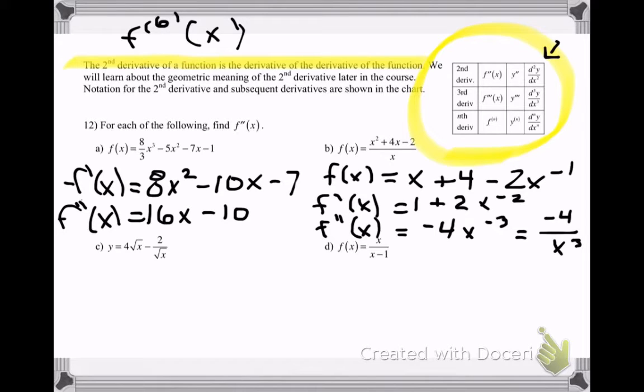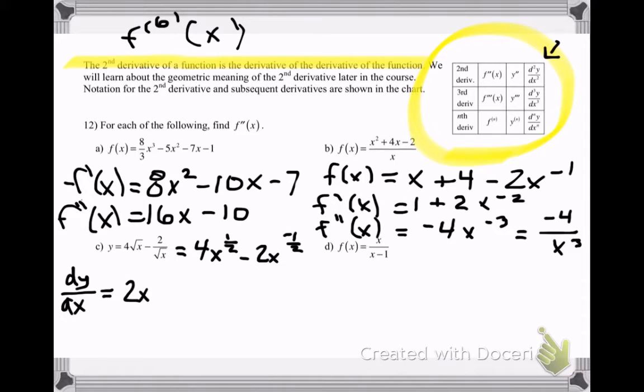So let's look at question C. We've got y equals 4 root x minus 2 over root x. For starters, I'm going to rewrite that with fractional exponents. So 4x to the 1/2 minus 2x to the minus 1/2. So I'll take my derivative. Let's use the other notation, dy/dx, just so you can get the idea of how we would write that.